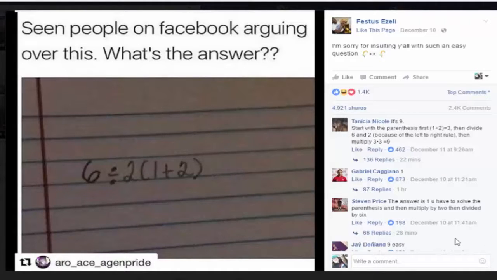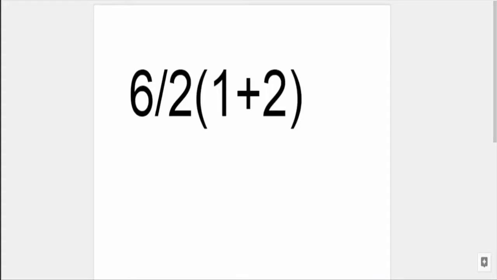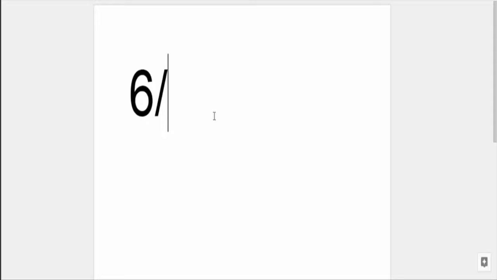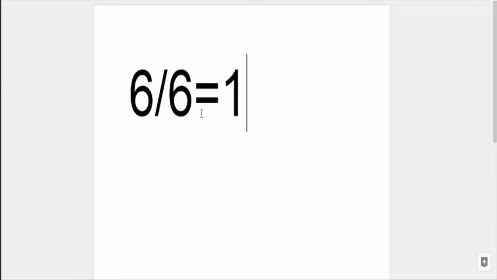Okay, let's do this like the geniuses we are. Okay, so the first thing you should do is the problem inside of the parentheses, right? Okay, let's do that then. You'd have 3. 1 plus 2 equals 3. Now, what would you go with next? This is where people get confused. Those people that were saying 1 were doing this first. 2 times 3, which would then equal 6. 6 divided by 6 equals 1.